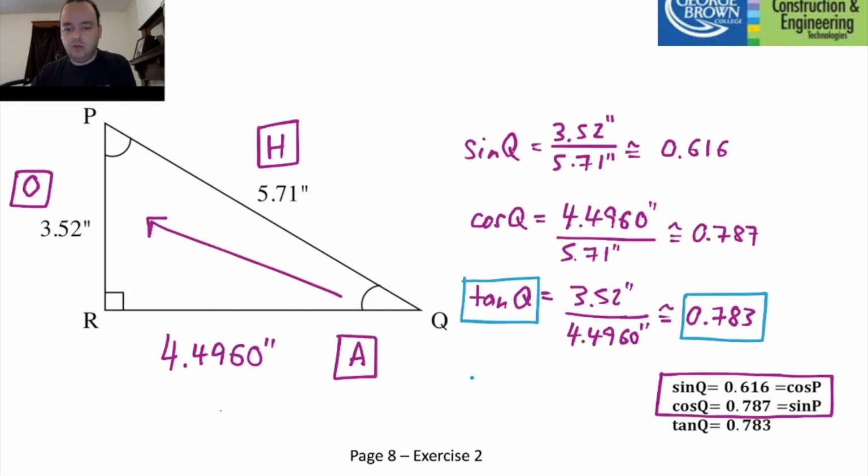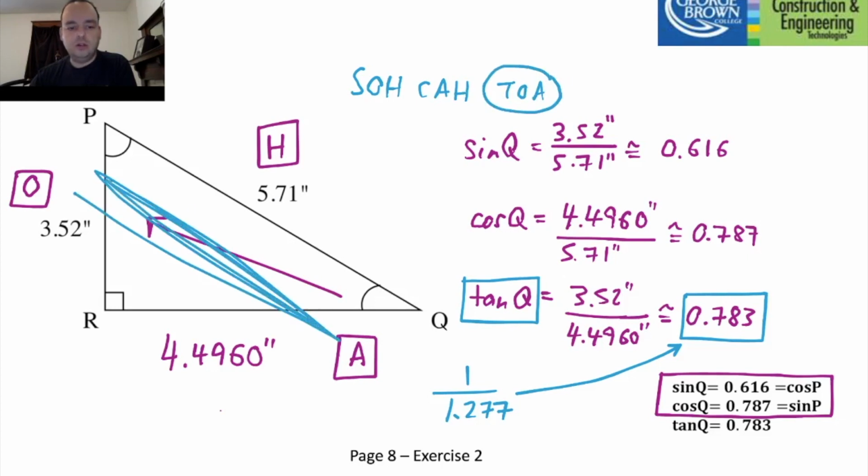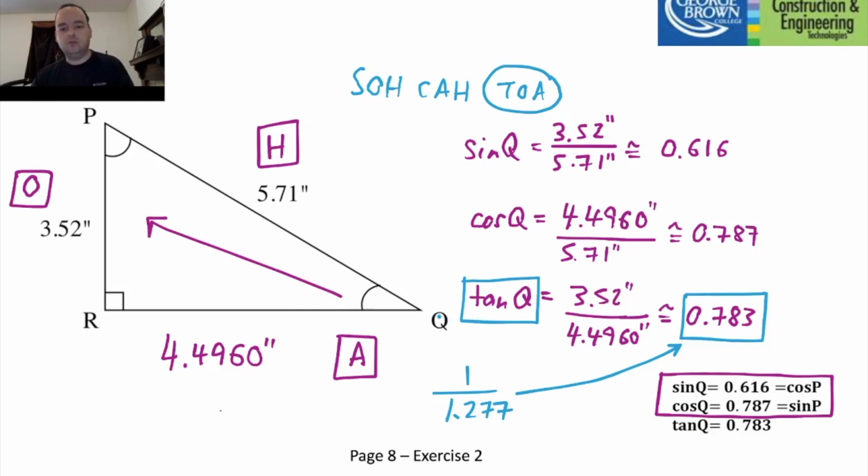So I'll just make a note of that. 1 over 1.277. Of course, you are going to lose some accuracy. And the reasoning is because when you look at SOHCAHTOA, tan is opposite over adjacent. And if opposite and adjacent are switching, it's like the fraction is going upside down.